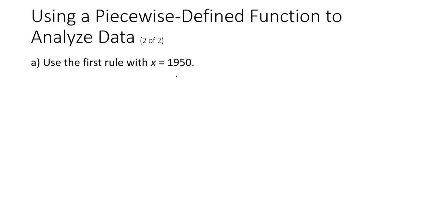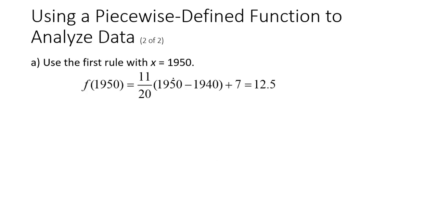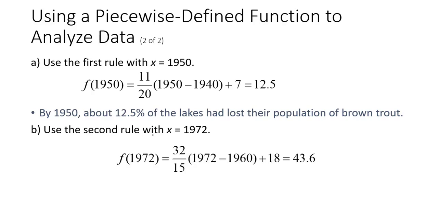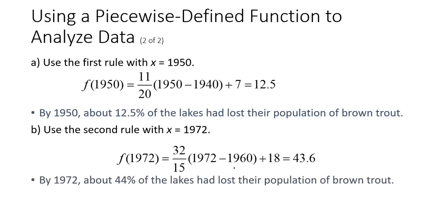So we can use the rule with x equal to 1950. You can find f of 1950, substitute the value, that becomes about 12.5. So by 1950, about 12.5% of the lakes had lost their population of brown trout. And in the second part, x equal to 1972, you substitute that for f of 1972, and you would see you get 43.6. So by 1972, about 44% of the lakes had lost their population of brown trout.